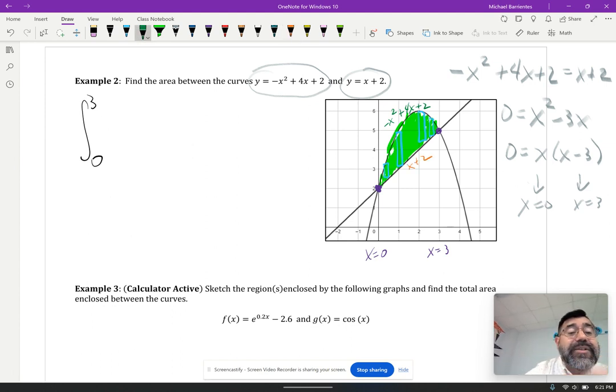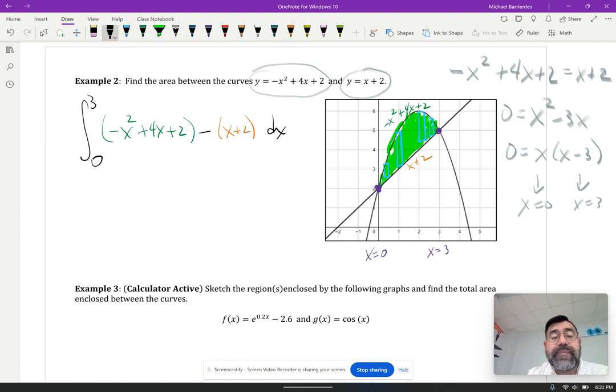So when I set up my integral, I'm going to say top, all of this, minus the bottom boundary, which is x plus 2, dx. This integral will find the area that's trapped between those two curves. It's trapped between the top and the bottom. So that's why I said negative x squared plus 4x plus 2 minus x plus 2. Now we're going to take the antiderivative, just to practice the first part of the fundamental theorem.